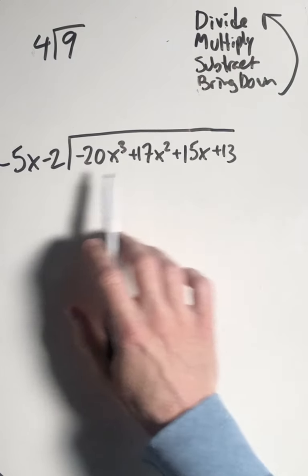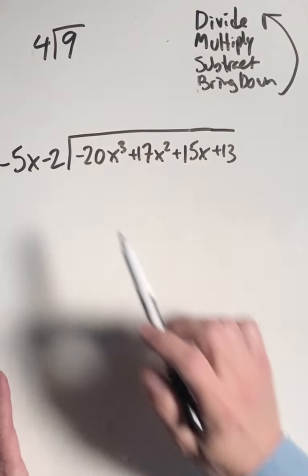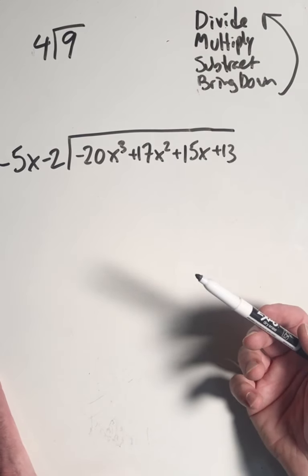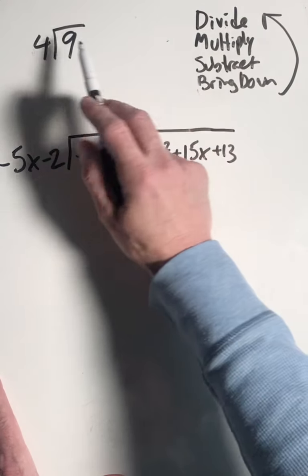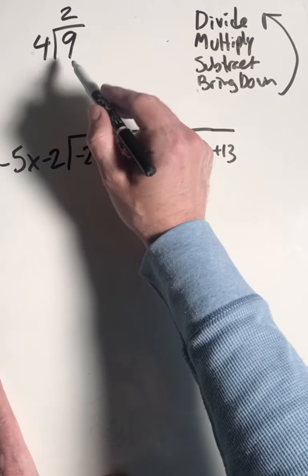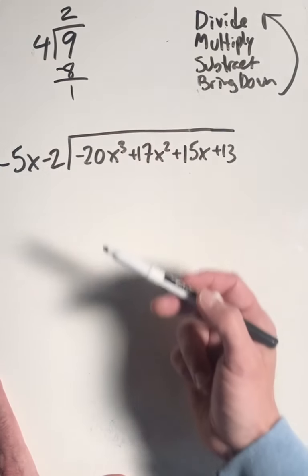Before we divide these polynomials together, I want to go through the regular algorithm just using numbers, because in this case we're going to have a remainder and we need to know how to handle it. The first step is to divide, so 4 goes into 9 twice. Then we would multiply 4 times 2, get 8. Subtract the 8 and get 1.